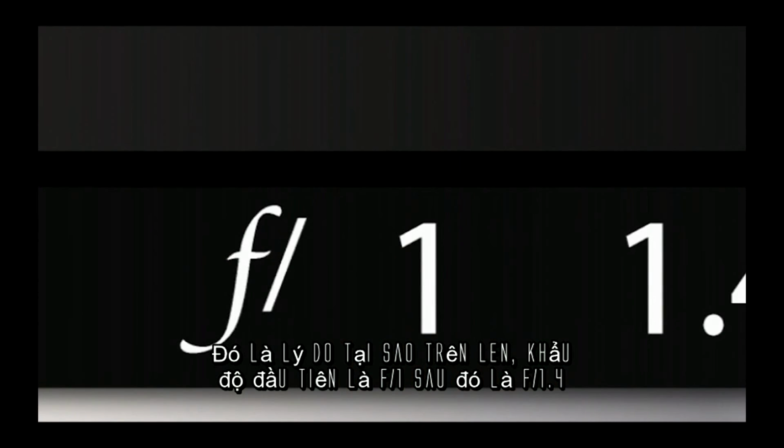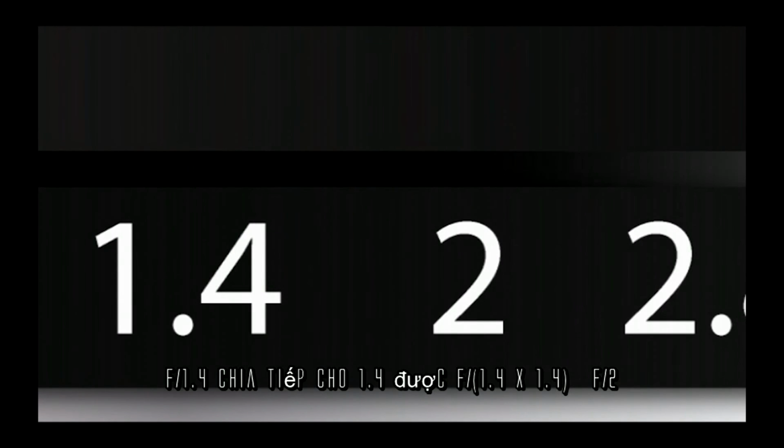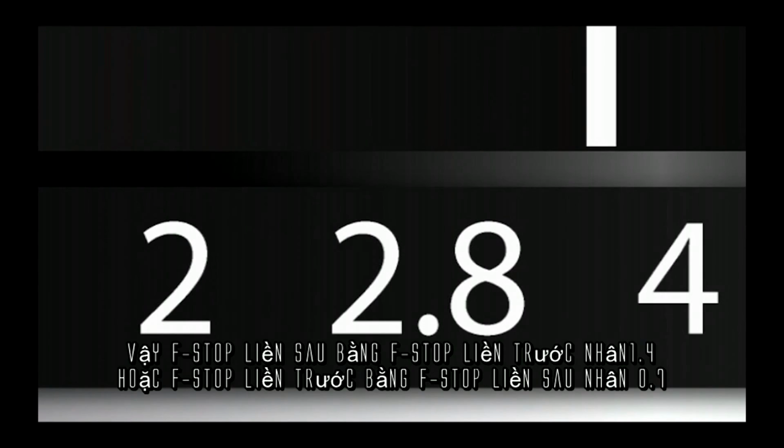1.4, right? So that's why the first number on your lens, if you have a really fast lens, it might be f1, and the next number is f1.4. And then what's 40% more than f1.4? f2. 1.4 times 1.4 is 2. So now we have f2. And 40% more than that? 2.8. 2.0 times 1.4, 2.8. Every f-stop is 40% more progression.